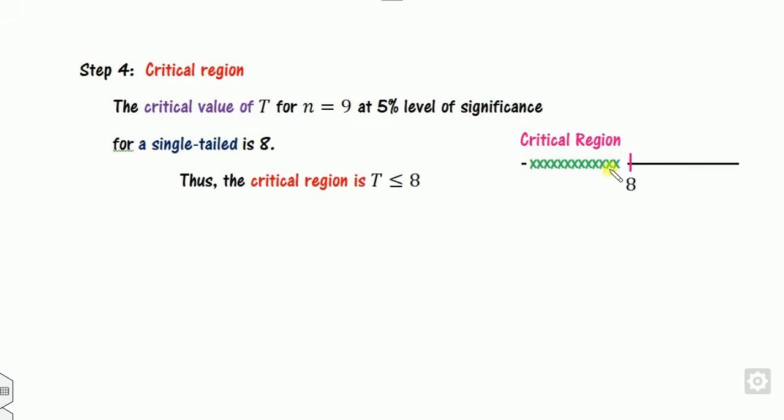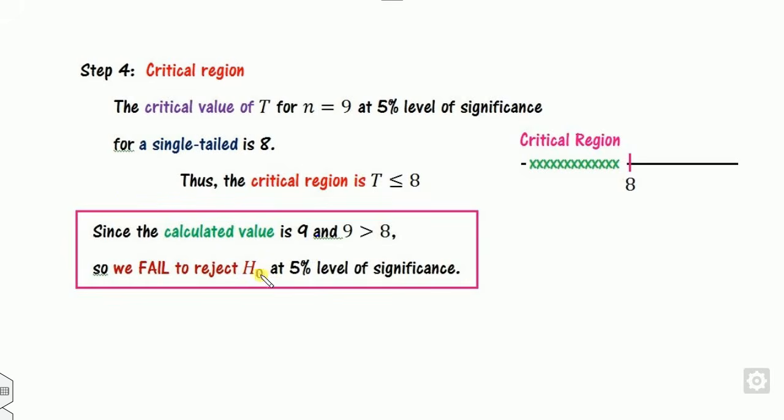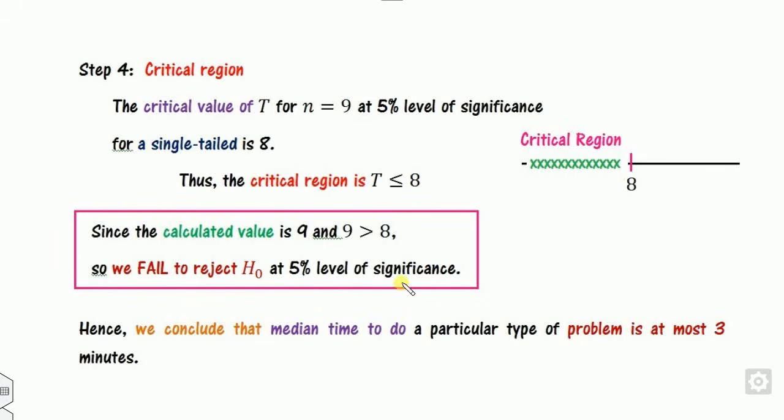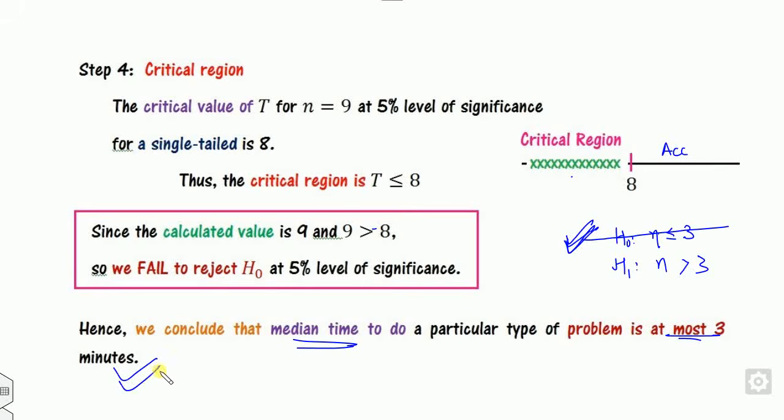Find the critical region: T less than or equal to 8. Now the value of T we computed in step 3 is 9. So where does it lie? It is not satisfied; 9 lies outside. So we fail to reject H0 at the 5% level of significance. Hence H0 is that the median is less than or equal to 3, and H1 is greater than 3. So H0 is rejected? No, sorry, we fail to reject, so we accept H0. So it means the claim that the median time is at most 3 is valid.